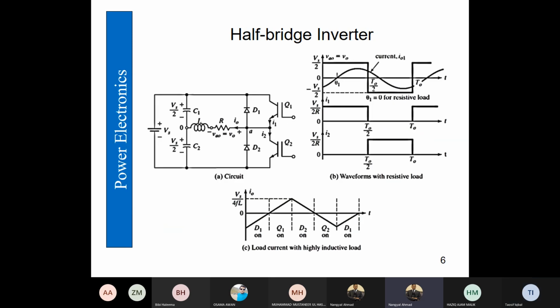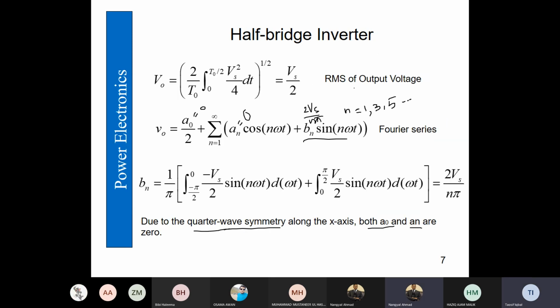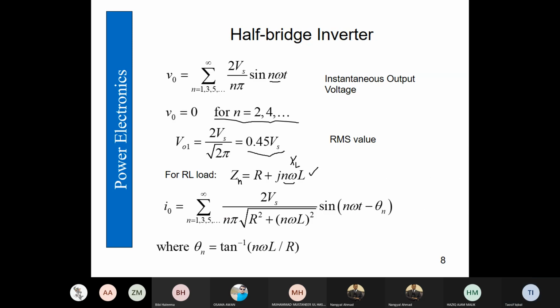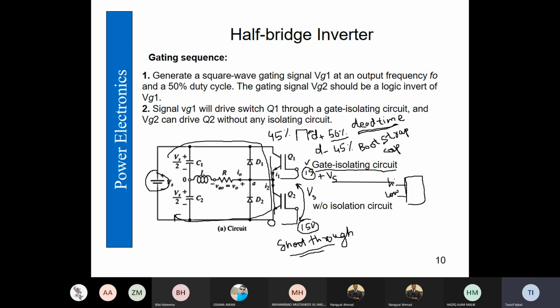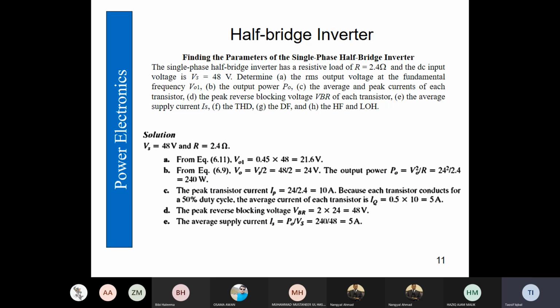So we started discussing half bridge inverter, and then we have derived the equations relevant to the output and input parameters like voltages, currents, frequency analysis, and then we find out the power and the input current. So let's look at the example so that we can utilize all these understandings to find out the unknown variables.